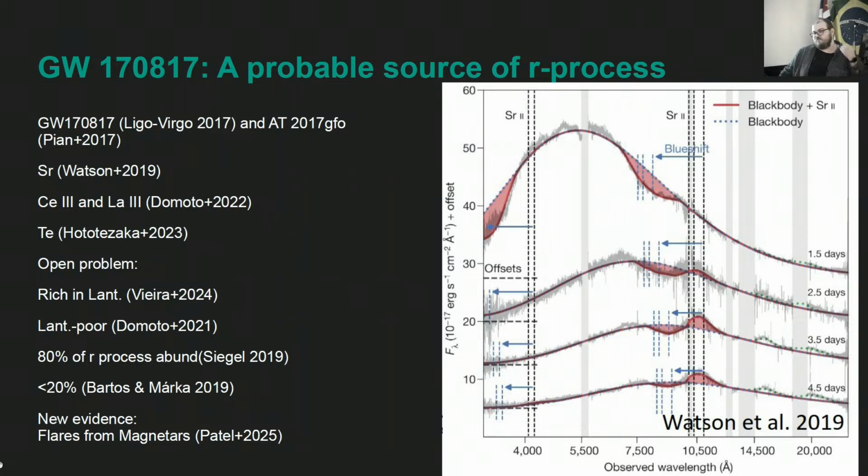What I'm going to show you on the following slides is an observational contribution to this discussion. There is a very recent paper from Patel and collaborators that proposed that in flares of magnetars, the R process is done as well, but we don't know yet because nobody has calculated the contribution of the flares of magnetars to the R process.